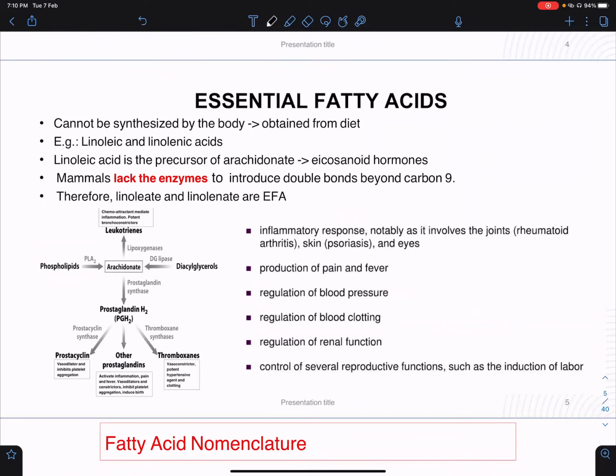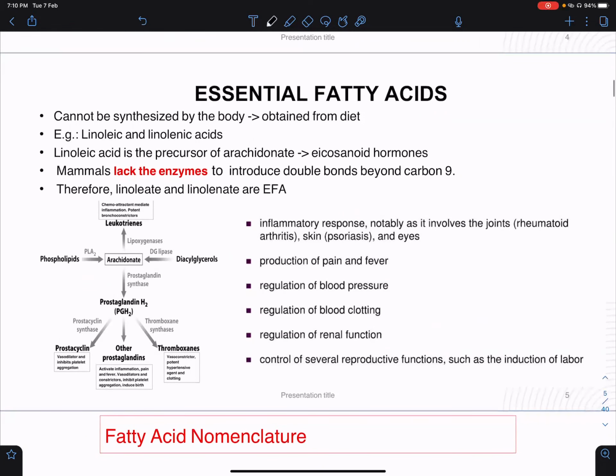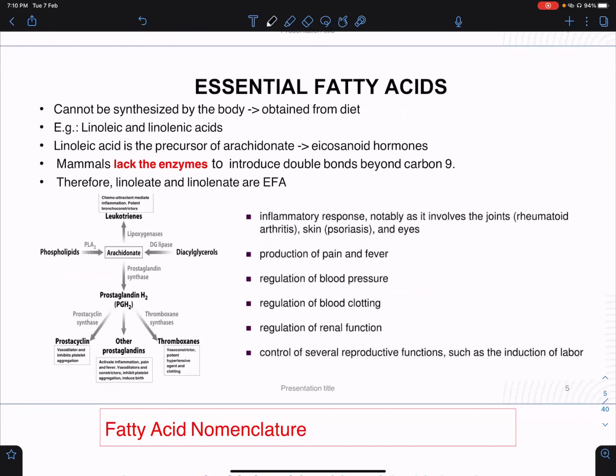So moving on to essential fatty acids. Essential fatty acids are ones that we cannot obtain from the body. We have to get them from the diet. Our body is not able to synthesize them. So the most important examples to keep in mind are linoleic acid and linolenic acid. Why are these important? Linoleic acid is the main precursor of arachidonate, okay? And arachidonate is the thing that's used to synthesize eicosanoid hormones. Now, I know these are maybe a lot of new names.